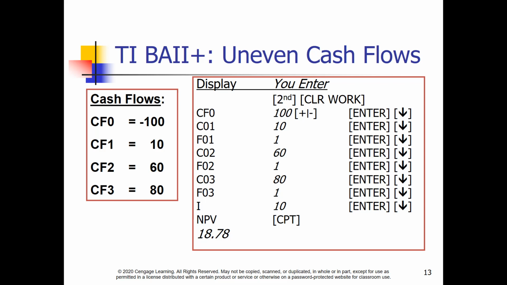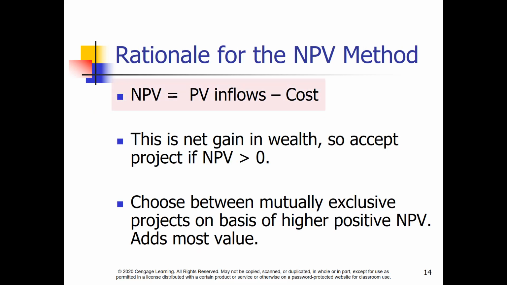The NPV of a cash flow stream is simply the present value of the inflows minus the cost. The metric for NPV is dollars, and it directly indicates the expected net gain in shareholder wealth if the project is taken. The decision rule is simple. If NPV is greater than 0, accept the project. You can choose between mutually exclusive projects on the basis of NPV. The larger the dollar NPV, the better the project.